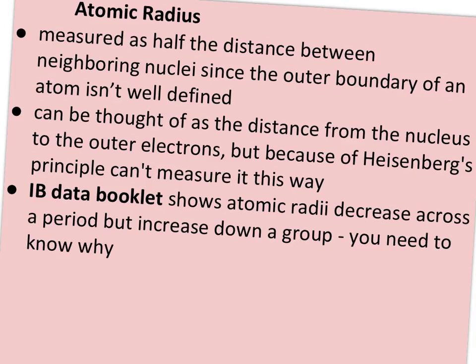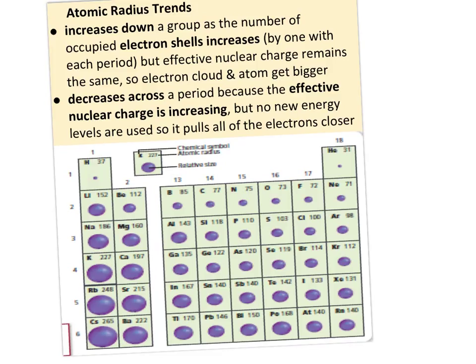The IB data booklet shows atomic radii decrease across a period and increase down a group, so you see the two trends. Your job is to be able to explain why. If you can't remember what the trend is, you can always look at the table, but then you have to be able to put the pieces together. Why does it decrease across a period and increase down a group? Here you can see the trend easily when you look at this diagram.